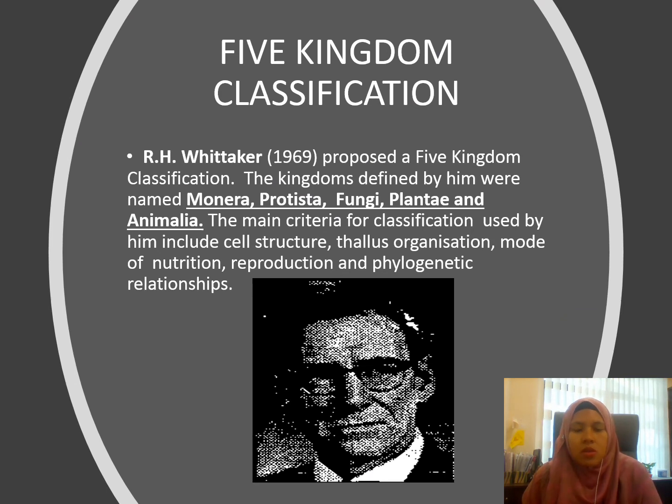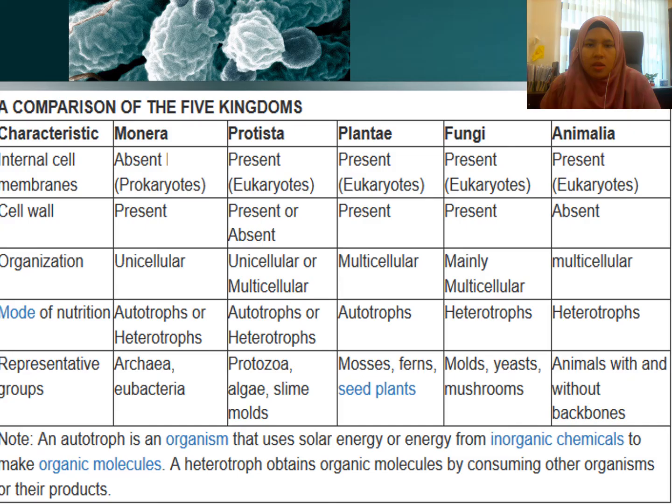Okay, so the 5 kingdom classification, who classified them? This is R.H. Whittaker in 1969. He proposed the 5 kingdom classification, so that it is easier for us to understand and identify them. We have Monera, Protista, Plantae, Fungi, and Animalia. Going back to the diagram, we know that Monera is the prokaryotes and the other 4 are the eukaryotes.